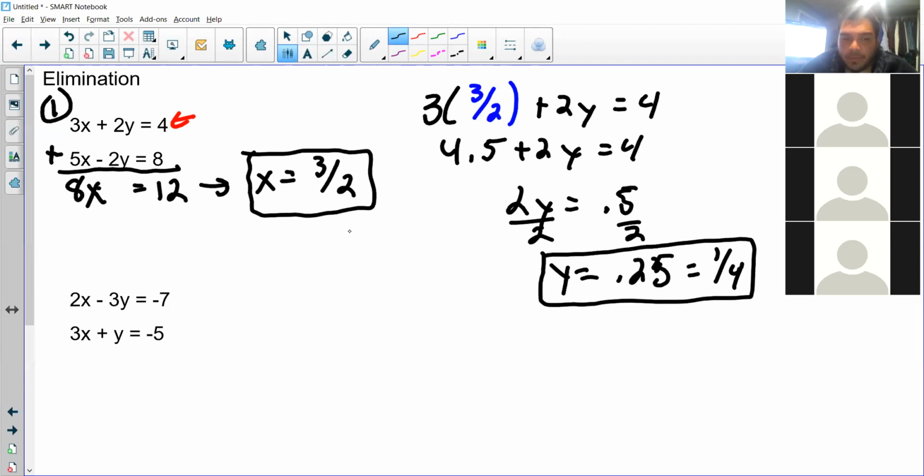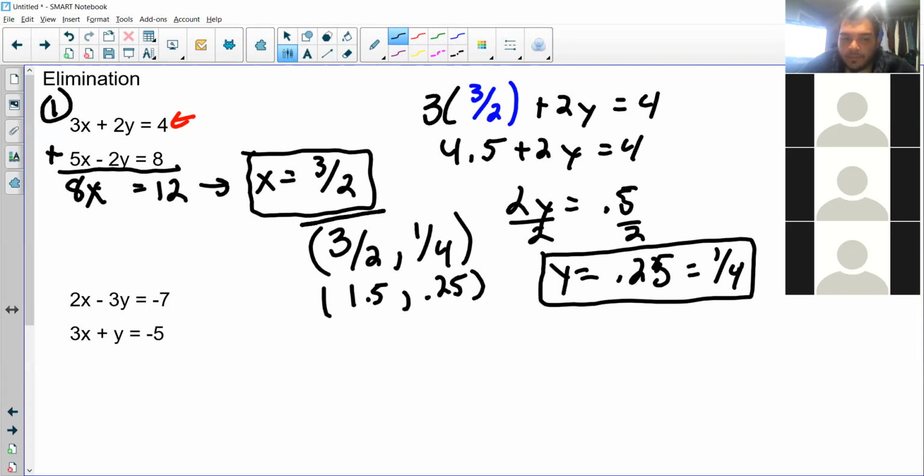So your final coordinate point is 3/2, comma 1/4. You can leave it as decimals also. And I'll just write that. 1.5 and 0.25. Both are okay.